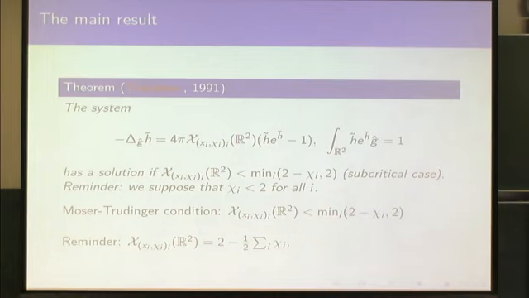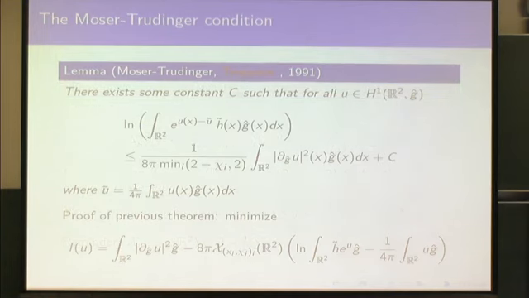Now, this is what we call the Moser-Trudinger condition. And why is this? Because essentially, if you want to solve this curvature equation, it's calculus of variations. You need to minimize the associated action, the Euler-Lagrange action of your problem, which is given by this guy here.